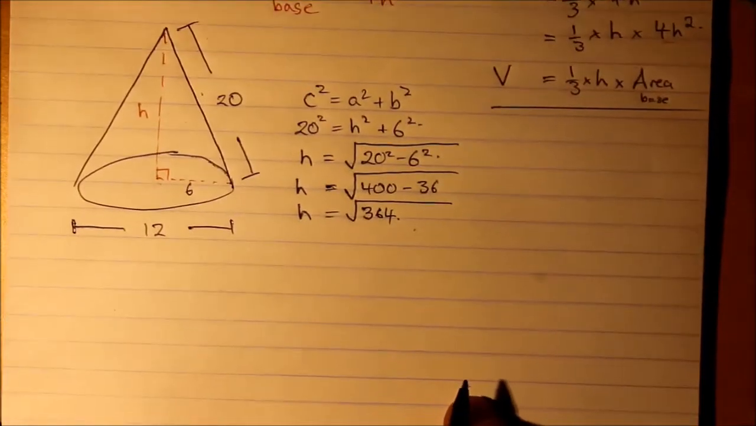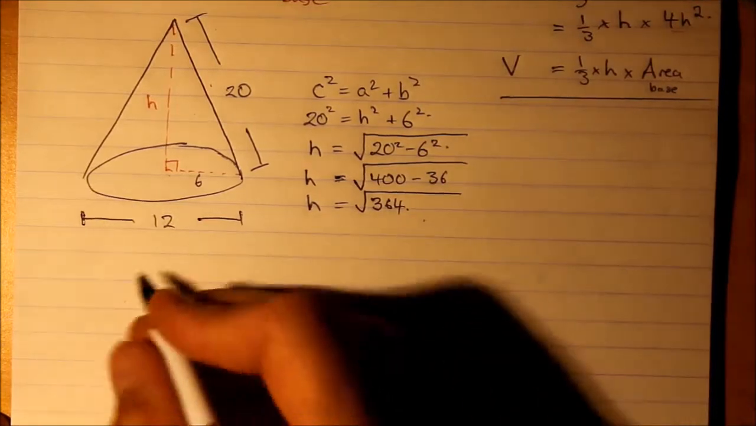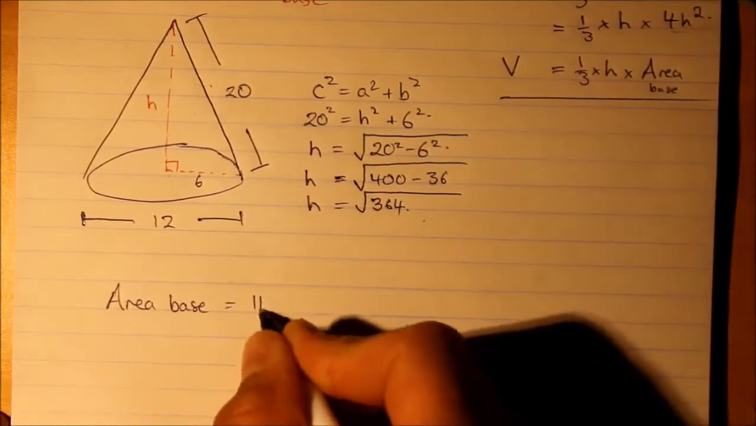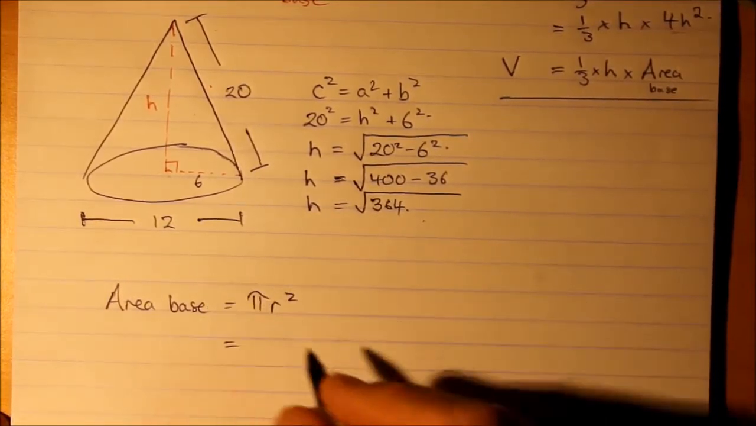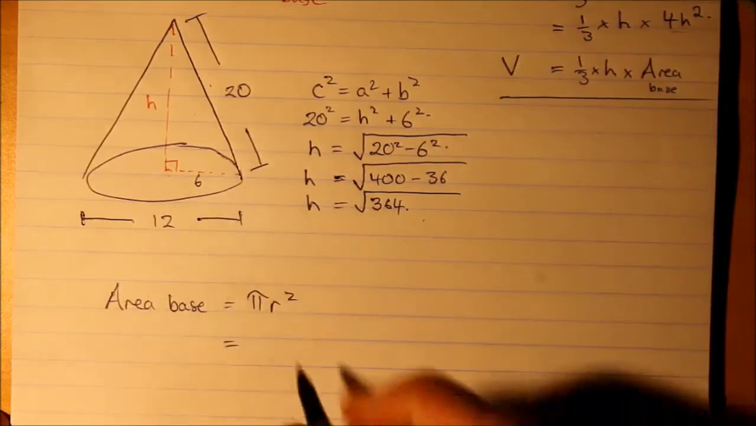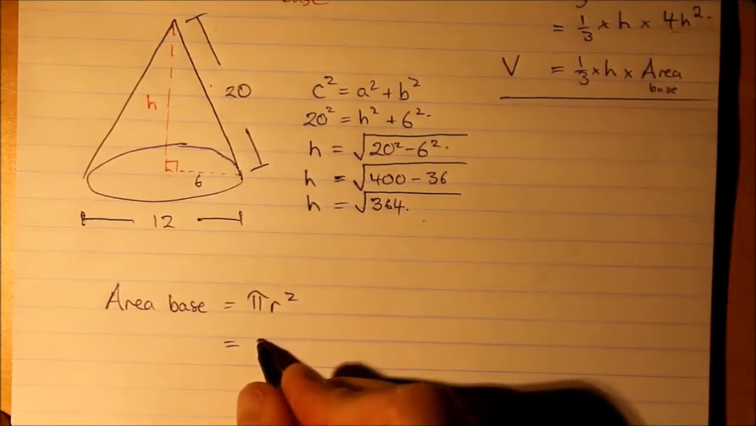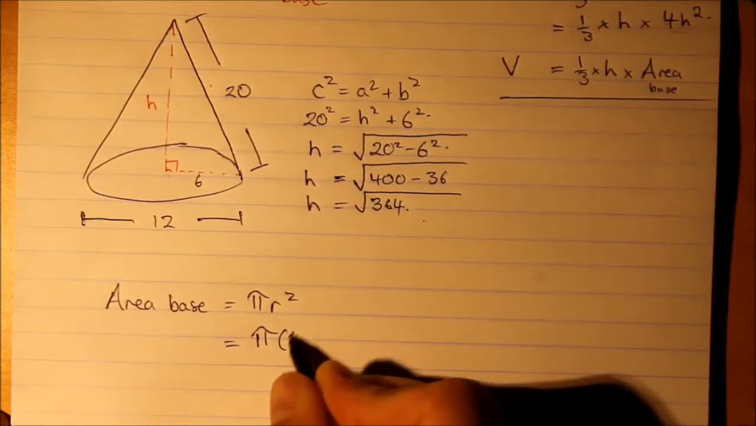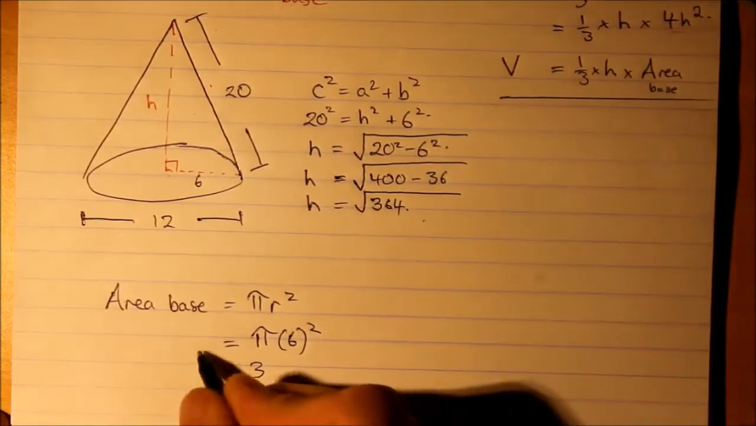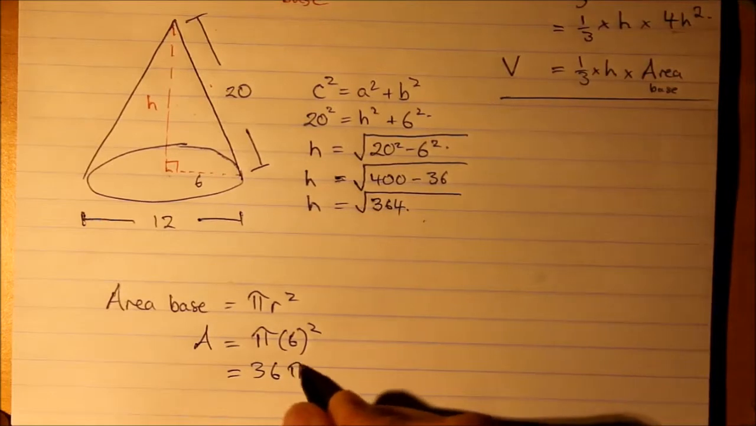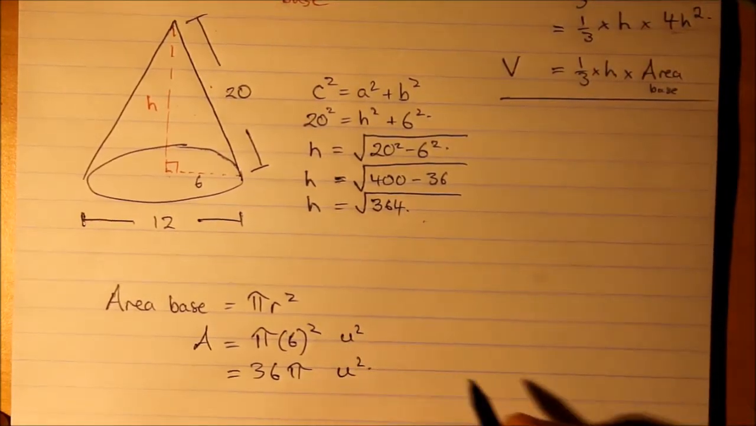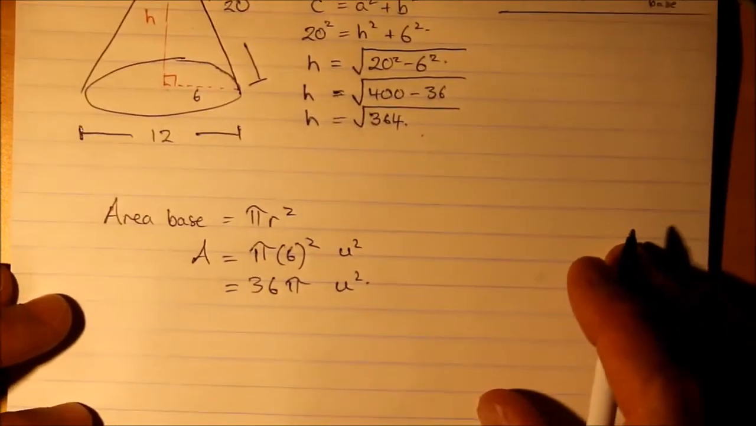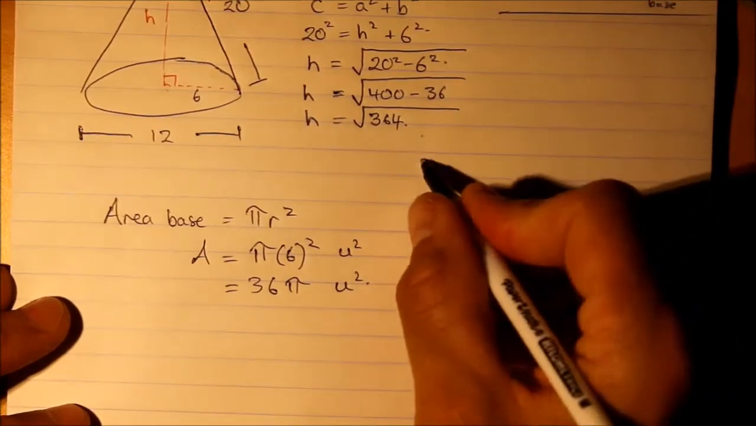Let's find the area of the base now. It's a circle. What's the radius here? Well, it's the same as in that triangle, pi r squared. So pi times 6 squared is 36 pi units squared. Okay. So we can use this now together with our height to find the volume.